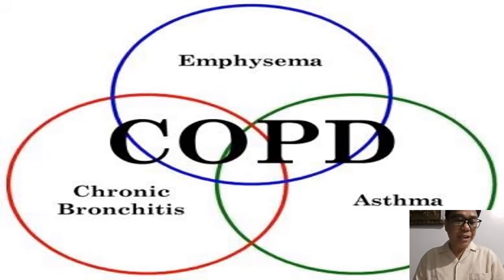Okay, so this is how we see COPD. That is a combination of three diseases. So it could have signs and symptoms of emphysema, signs and symptoms of chronic bronchitis, and asthma.